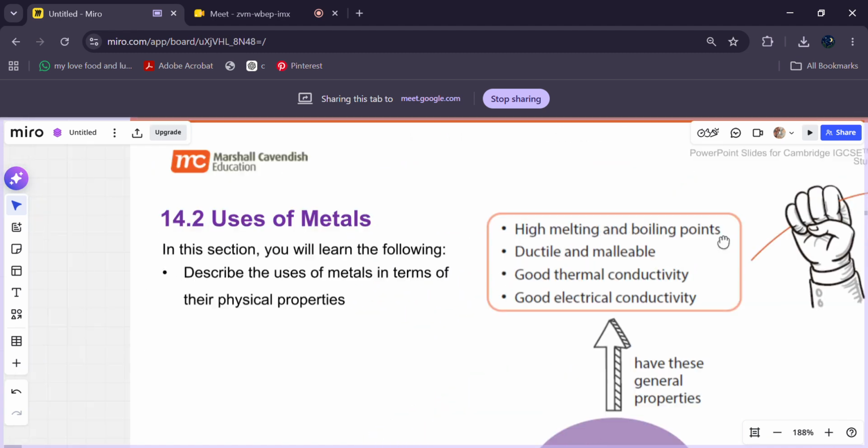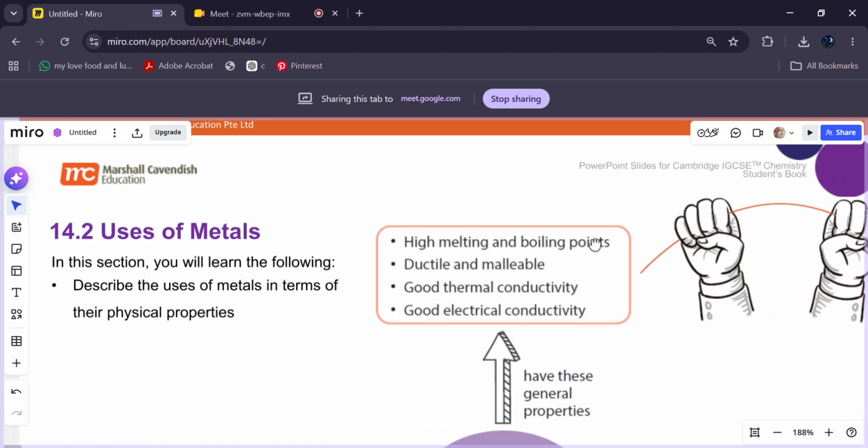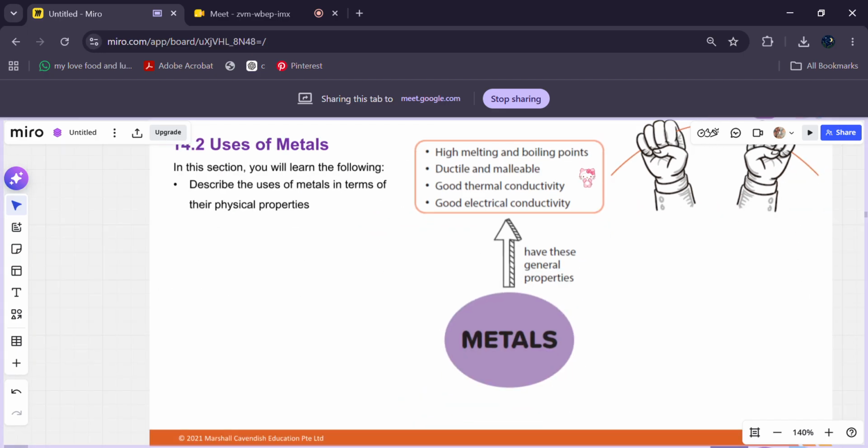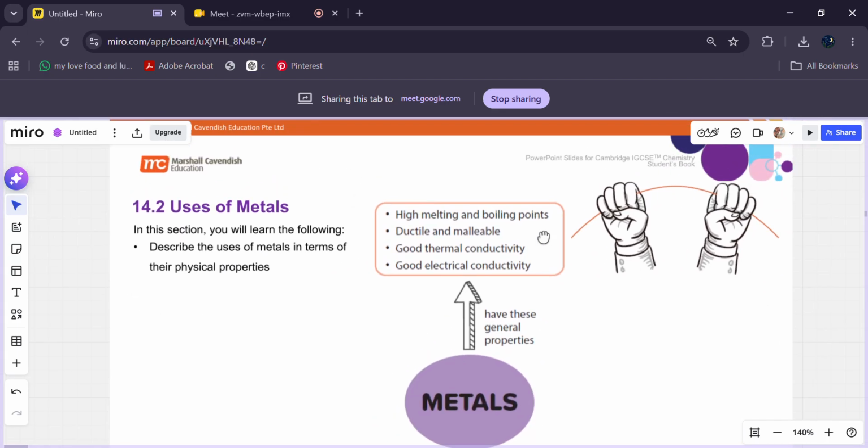Now we go to the uses of metals. In this section, we are going to learn about the uses of metals.